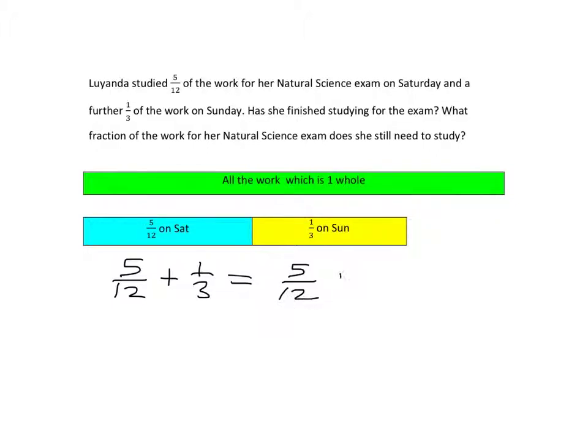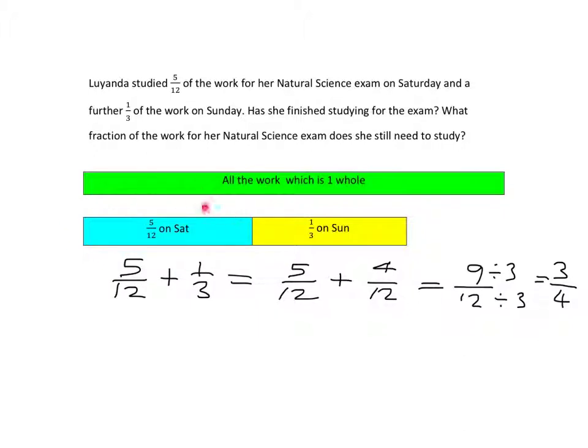We need to find a common denominator. We need to write 1/3 as something over 12. And that should be easy for you now. It's 4/12. 5/12 plus 4/12 is 9/12. But that's not in its simplest form, and we always like to write our fractions in their simplest form. We can divide top and bottom of this fraction by 3, and that will give us 3/4.